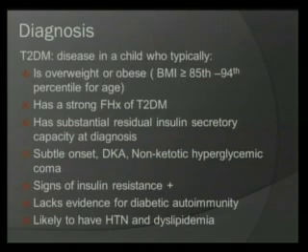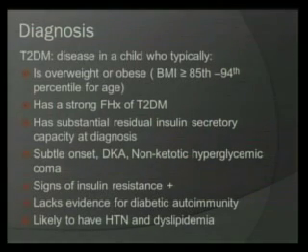Now, the typical picture of the child with type 2 diabetes: the child will be overweight or obese, as we said, BMI from 85th to 94th percentile, has a strong family history of type 2 diabetes, has substantial residual insulin secretory capacity at diagnosis, which is reflected by normal or elevated insulin and C-peptide, has subtle onset, but may present as DKA or non-ketotic hyperglycemic coma.